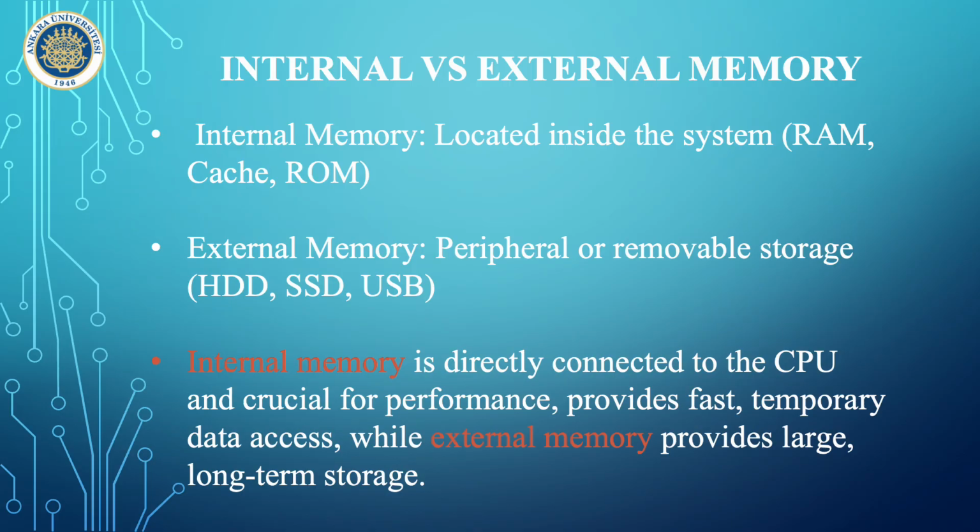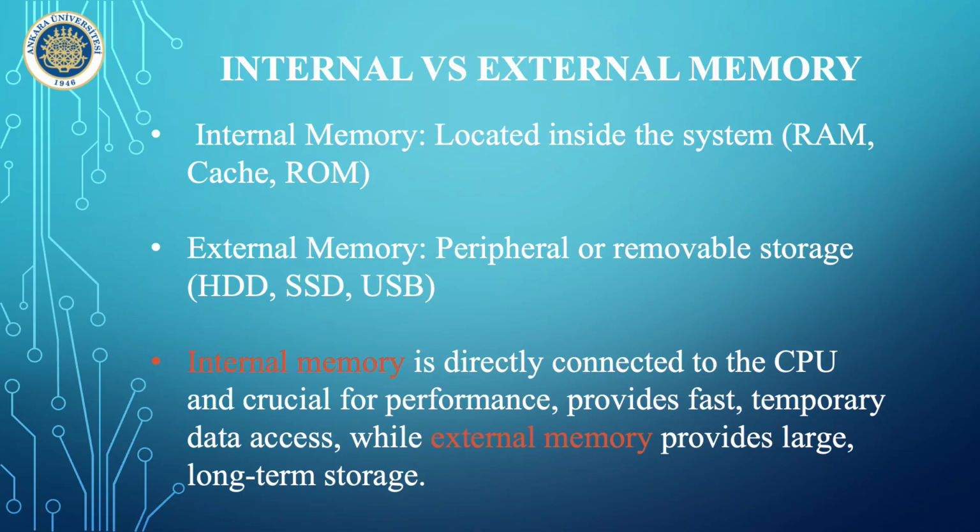Internal memory is directly connected to the CPU and plays a key role in performance, while external memory is used for long-term, large-capacity storage. Here we can see the distinction more clearly. Internal memory includes components like RAM, cache, and ROM. It's fast, volatile, and located inside the system. External memory, on the other hand, includes devices like hard drives, SSDs, or USB sticks.